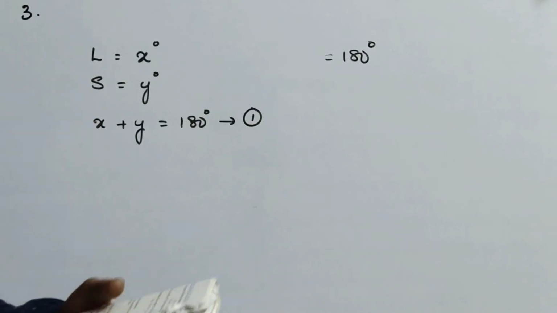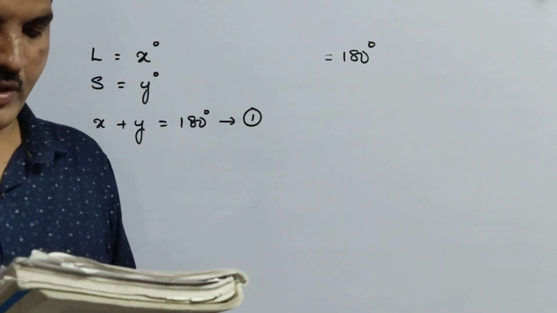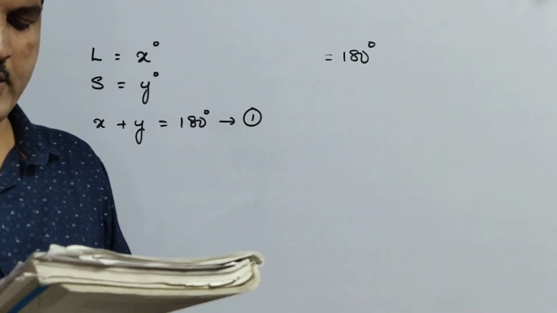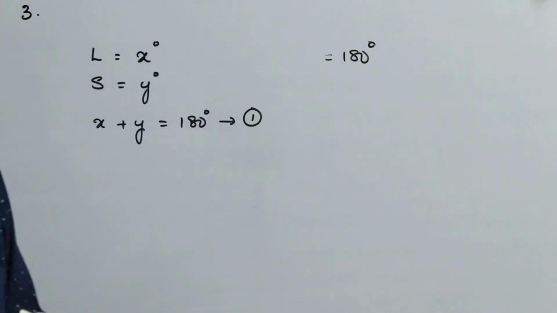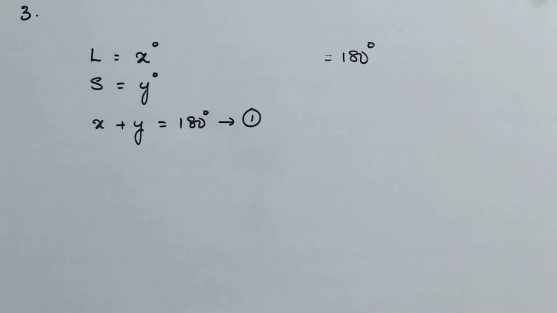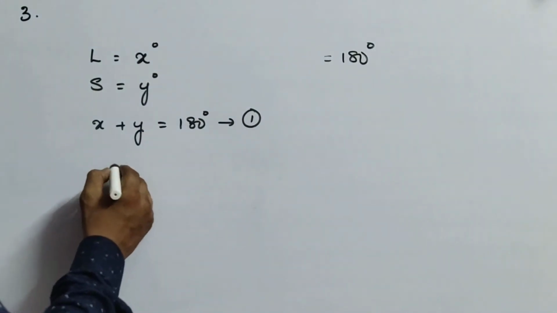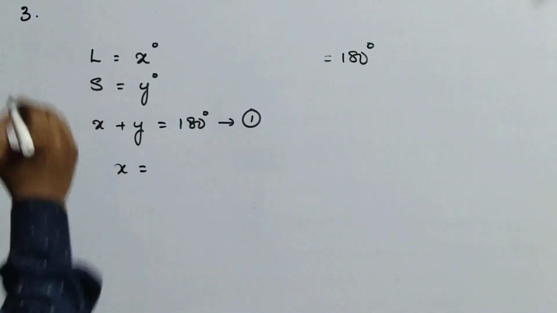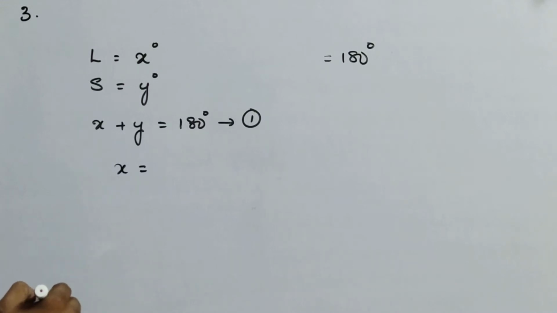Now how to frame the second equation? The larger of two supplementary angles exceeds the smaller by 18. Exceeds means more. That means we have to use the plus symbol there. That means the larger number, x equals, how much is exceeds?